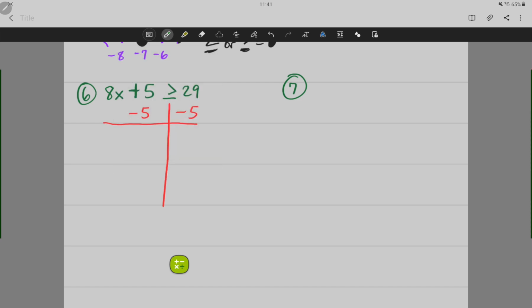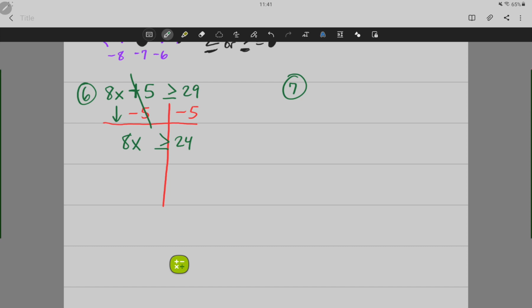We haven't used the 8x yet. That's okay, just bring it down. 8x. 5 minus 5 is 0. Don't put 0, just cancel it out. Bring down your inequality symbol, greater than or equal to. And 29 minus 5 is 24.